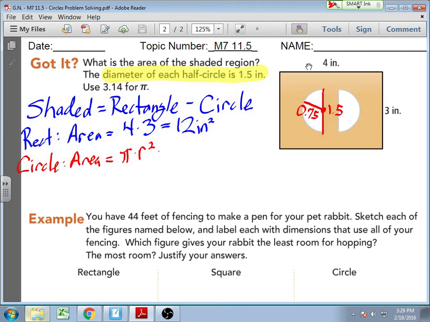So now I can plug that into my formula: pi times 0.75 squared. What you'll notice is when I take a number less than 1 and square it, it gets even smaller. Because 0.75 is 3/4. If you have 3/4 of a pizza, and they tell you you can eat 3/4 of what is left, do you get to eat the entire 3/4? No, you get to eat 3/4 of the 3/4 that is there. That'd be 3/4 times 3/4, which is 9/16.